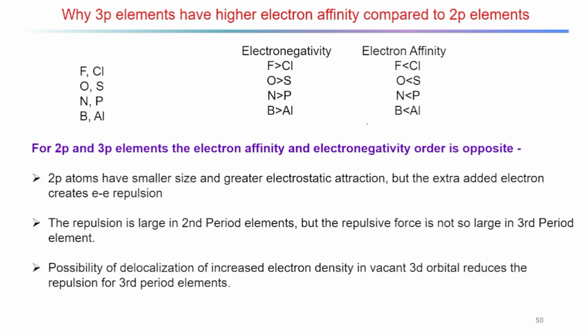3p elements have higher electron affinity compared to 2p elements. Now let's see the pairs. So we have chlorine and fluorine, and this is the electron affinity value. So chlorine has higher electron affinity, and in the pair of oxygen and sulfur, sulfur has higher electron affinity. In the pair of nitrogen and phosphorus, phosphorus has higher electron affinity, and in the pair of boron and aluminum, aluminum has higher electron affinity.